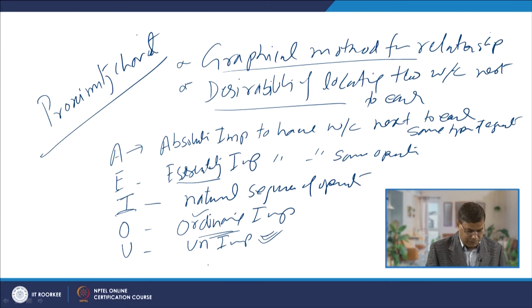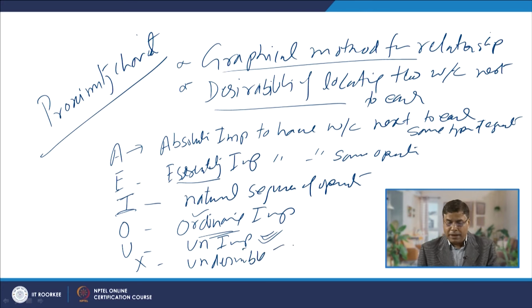So, in that case the letter U is used for unimportant proximity, and X is used for undesirable, when it is important that the two are kept apart, far away from each other because of a variety of reasons. Then the proximity relationship is expressed through the X.